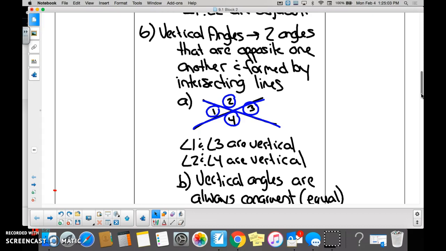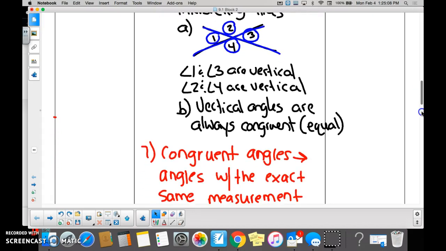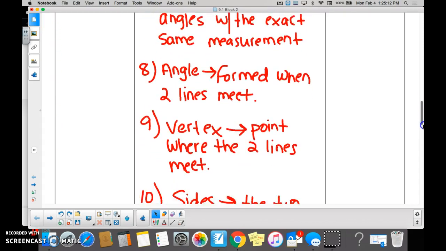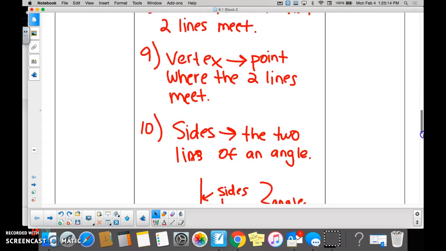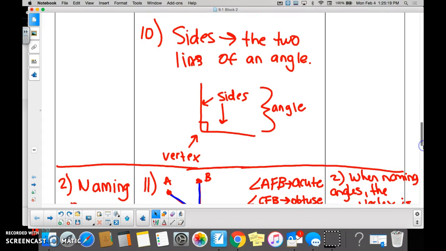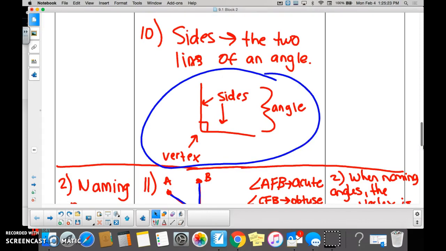Angle 2 is opposite angle 4 because they open in opposite directions. Vertical angles are always congruent, yes or no? Yes. Congruent means equal. They have the exact same measurement. Angles are formed when two lines meet. The vertex is the center, or the point where those two lines meet, and the sides are what make up an angle. And there's a nice picture to help you understand sides, vertex, angle, and so on.